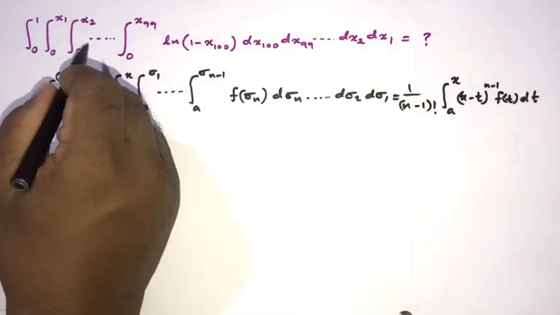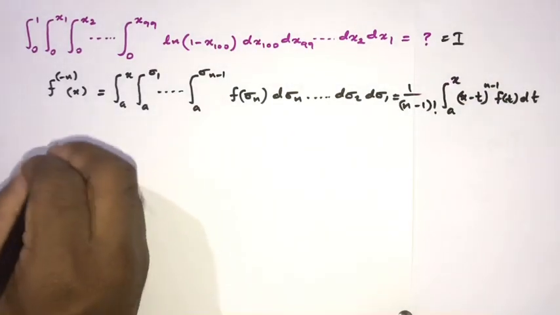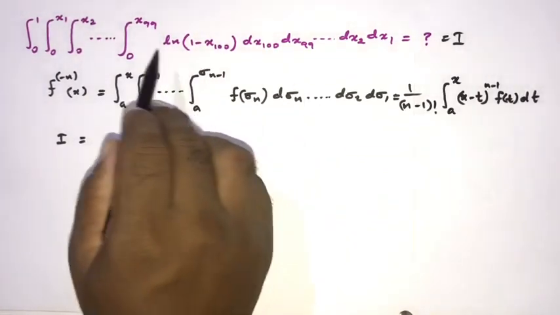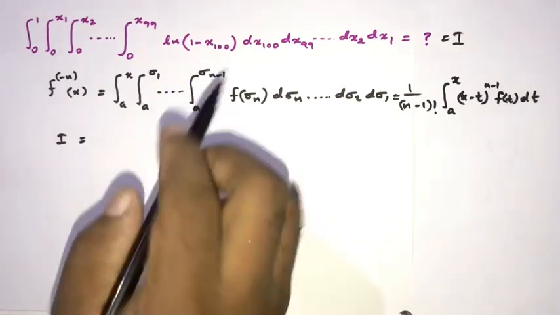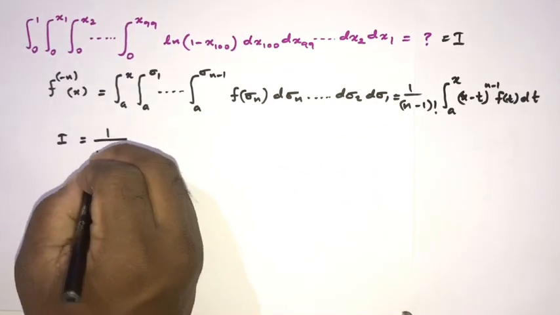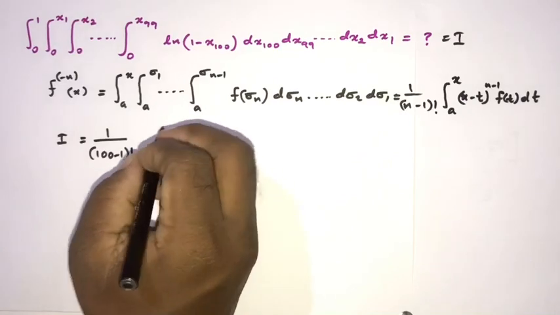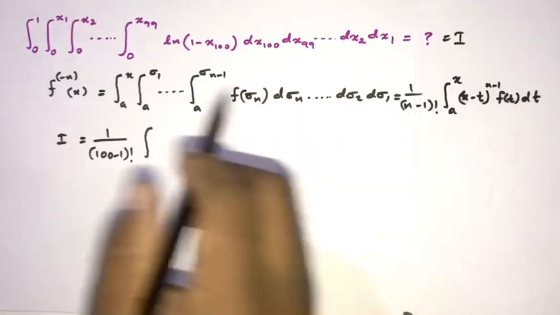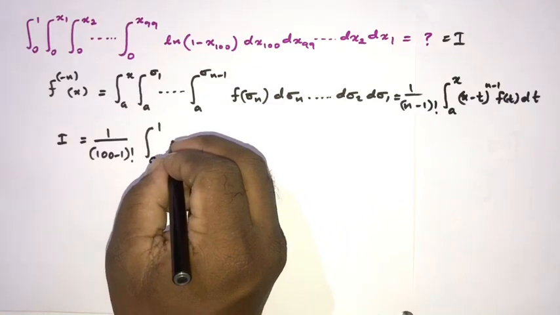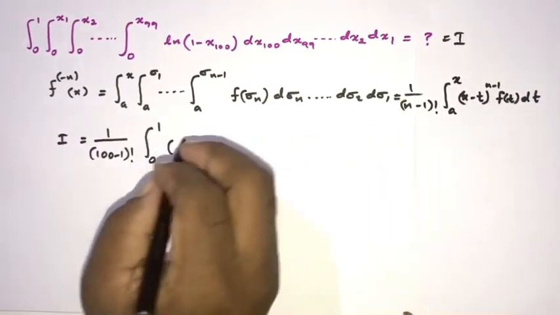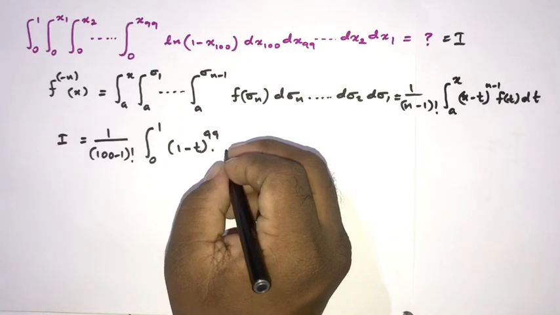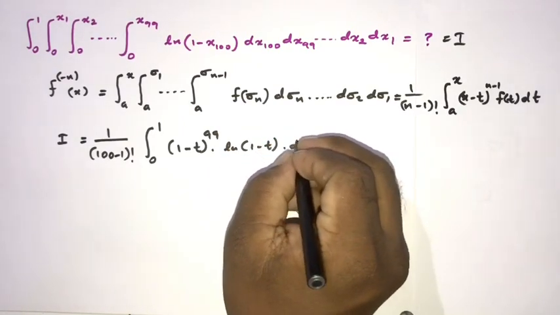Then if we take our integral equal to I, now we can use this formula. Here we have n equal to 100. So according to this formula, 1 over 100 minus 1 factorial, integral from a to x, here 0 to 1. Now x minus t, x we know is 1, so 1 minus t raised to the 99 power times f of t, we know, natural log of 1 minus t dt.